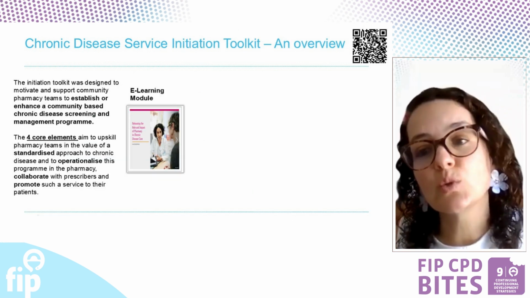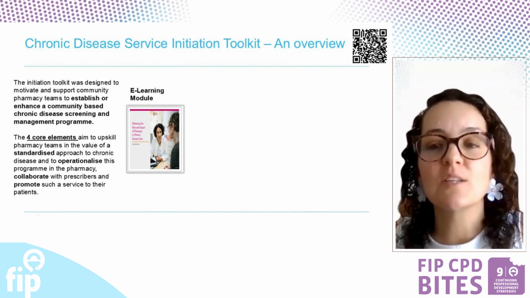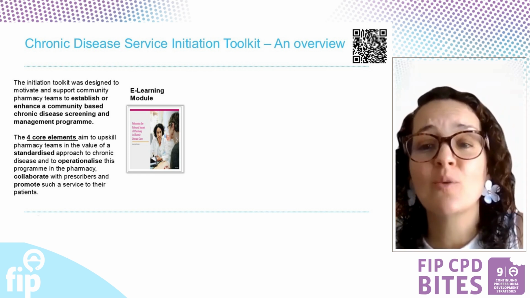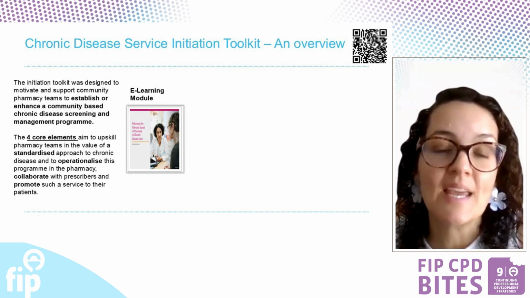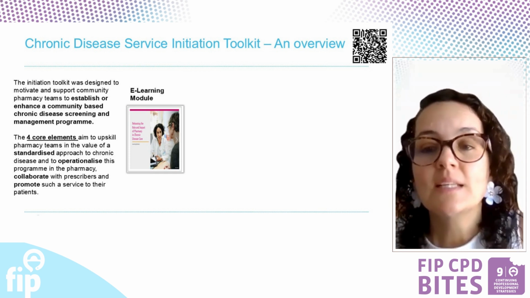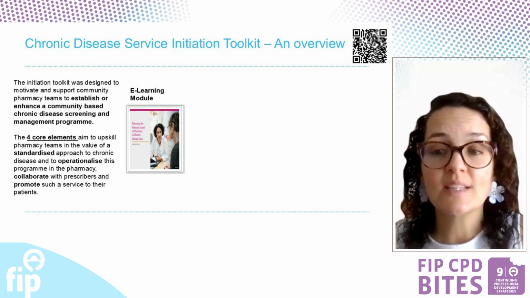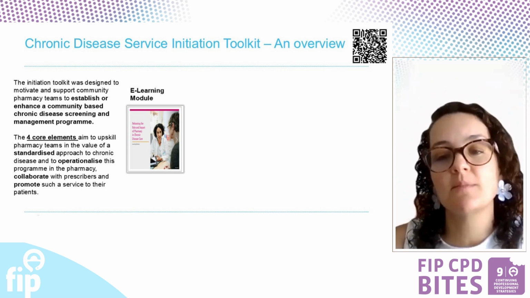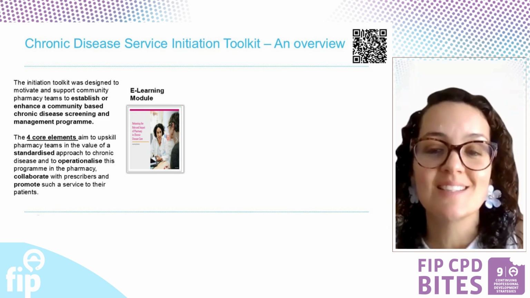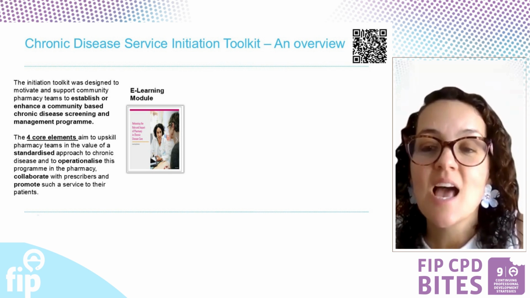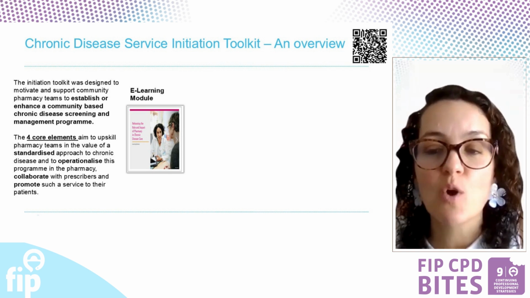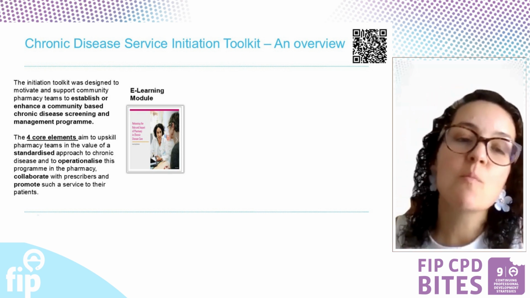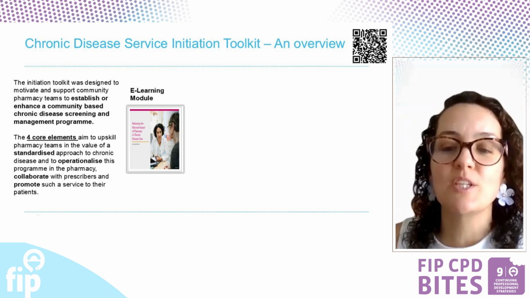The Initiation Toolkit was designed to motivate and support community pharmacy teams to establish or enhance a community-based chronic disease screening and management program. The Initiation Toolkit has 4 core elements that aim to upskill pharmacy teams in the value of a standardized approach to chronic disease and to operationalize this program in the pharmacy, collaborate with prescribers, and promote such services to their patients.